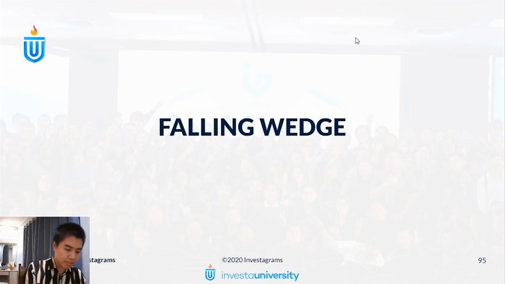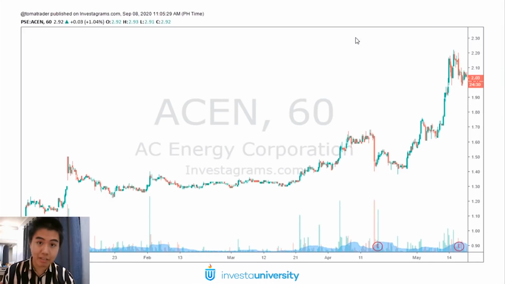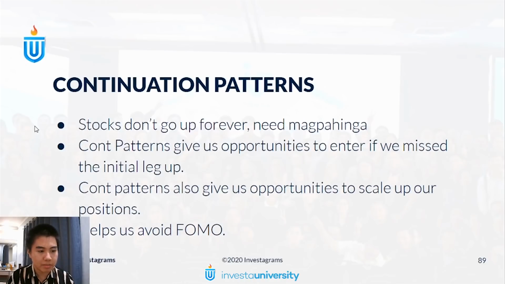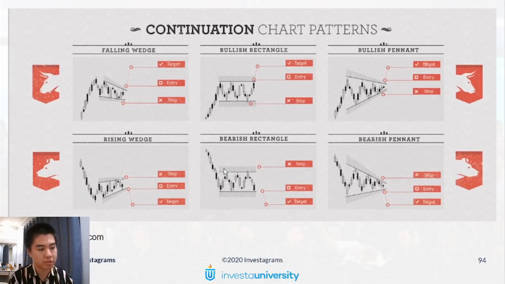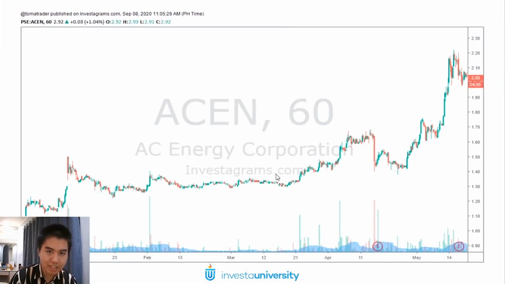Right. So the first one I'm going to show you guys is the falling wedge. And guys, again, this part is gonna be very example heavy, di ba? So again, continuation patterns. As I mentioned in the intro of this topic, they give us an opportunity to get into strong stocks where we missed the initial leg up. It allows us, in an objective way, na hindi tayo basa-basa na FOMO, di ba? Continuation patterns give us opportunity to enter if we miss the initial leg up and give us opportunities to add to our positions. Alright. And it also helps us avoid FOMO.